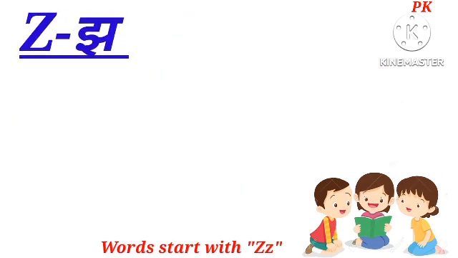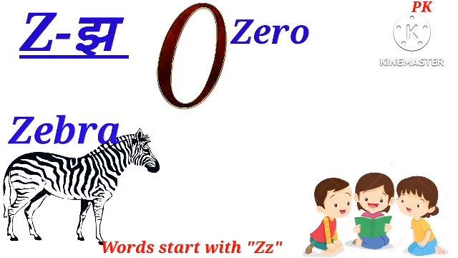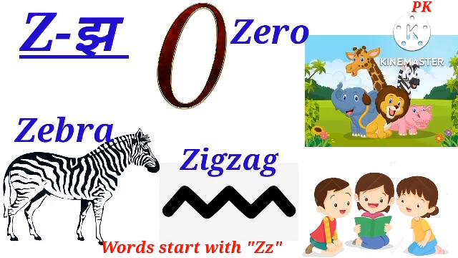Next letter Z and it sounds Z. Z says zero. Z says zebra. Z zigzag and Z zoo. So here what is the starting letter? Z and it sounds Z. So Z says Z. In this video we learned the phonics sounds of 26 English alphabets.